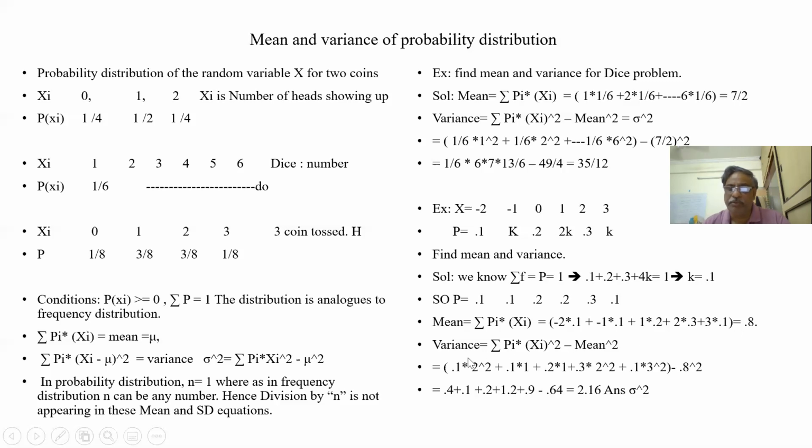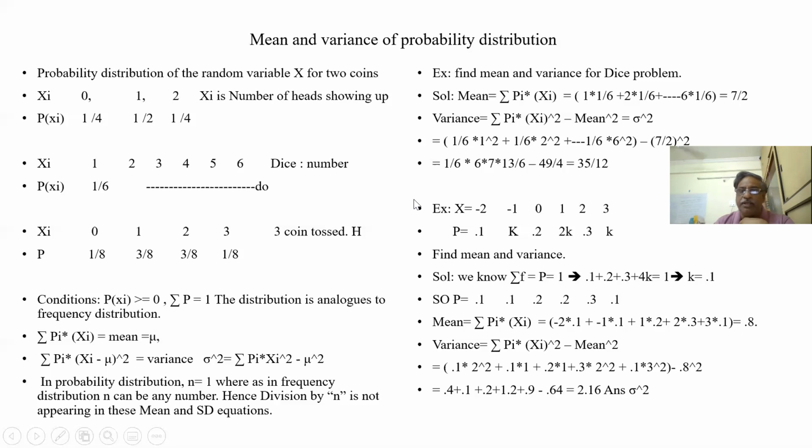Okay, now we'll go to what is variance? Sigma pi xi square minus 0.8 square. Mean is 0.8, so 0.8 square. Pi into xi square: 2 square into 0.1, 1 square into 0.1, 1 square into 2k, 2 square into 0.3, 3 square into 0.2. So I am getting 2.16 as my variance. This is variance. What is standard deviation? Standard deviation is sigma, so I have to take the square root of this. But we are limiting to variance. Variance is sigma square. You understood?